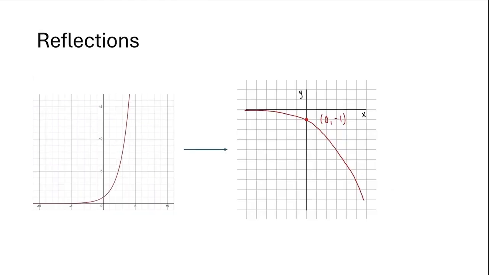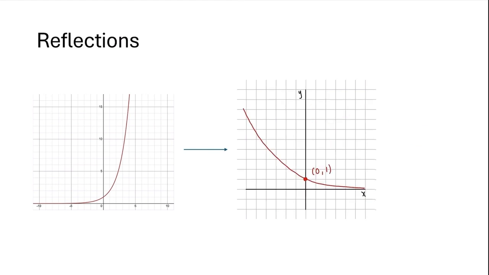This base function of f of x equals a to the x can be reflected across the x-axis or the y-axis. To reflect the graph across the x-axis, we need to make our y value negative by making a to the x negative, like this. Note that this is different than making a negative and then raising it to the power of x, like this. This is what we would not want to do. Let's also note that now, instead of passing through the point 0, 1, we're passing through the point 0, negative 1.